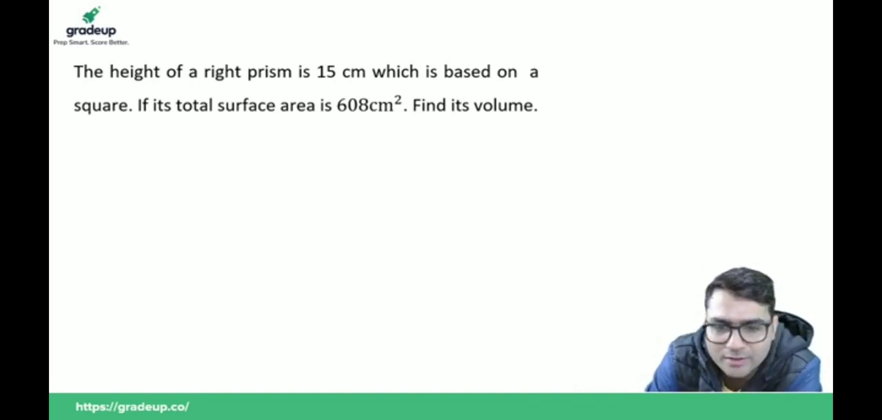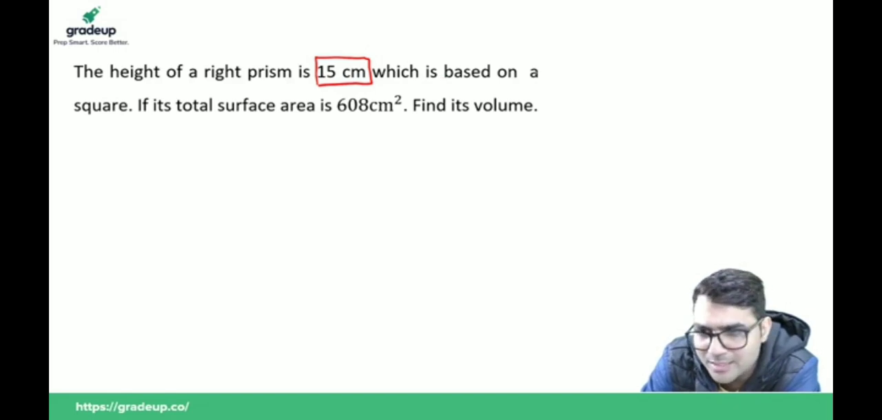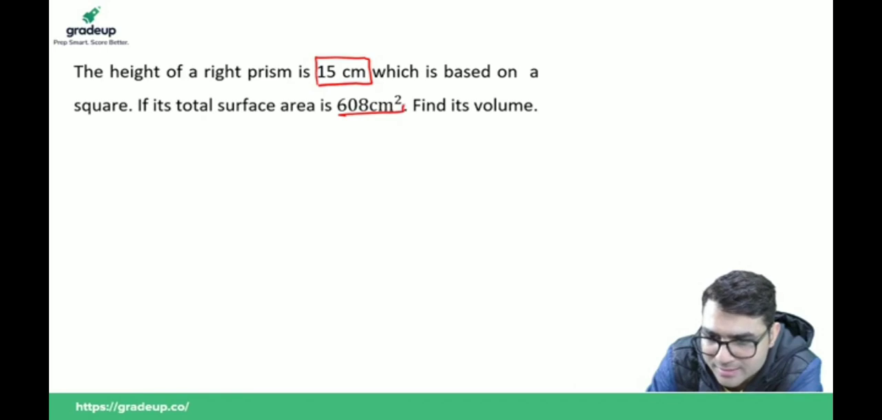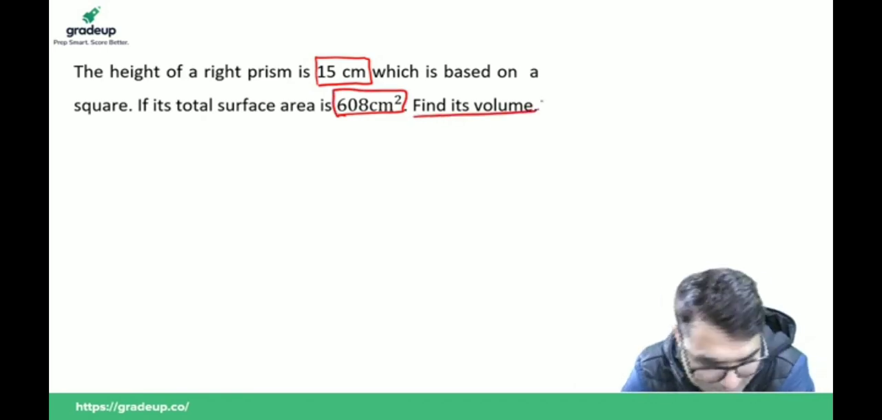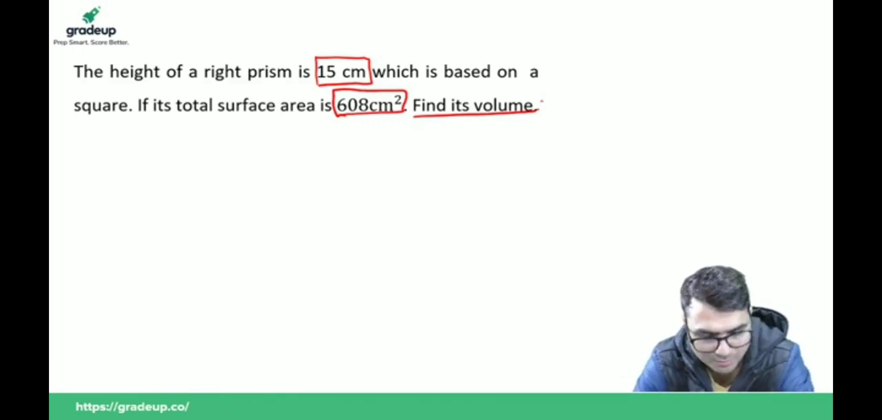The height of a right prism is 15 centimeter, which is based on a square. If its total surface area is 608 meter square, then find its volume. Yes, guys, please solve this question and give the answer in the comment box.